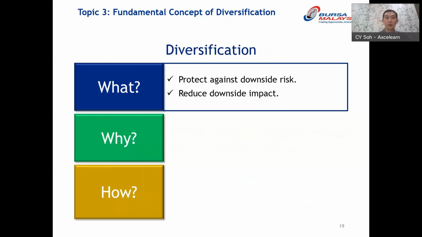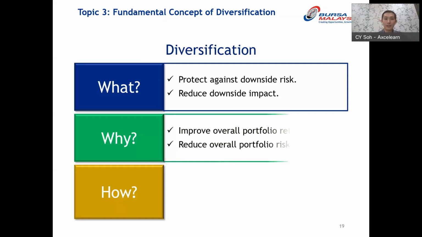By reducing downside impact, let's say, for example, when the stock market crashes, say Malaysia's FKLI is down by 20%. If you were to put all your money into stocks, tentatively your stocks would be down by 20% following the market, right? However, if you were to spread out your money into different asset classes, maybe your portfolio is only down by 10% or even less than the market, right?